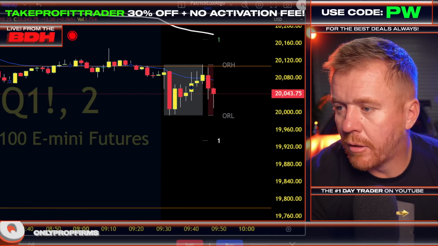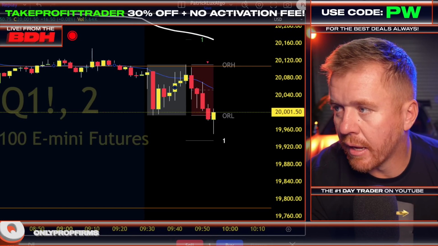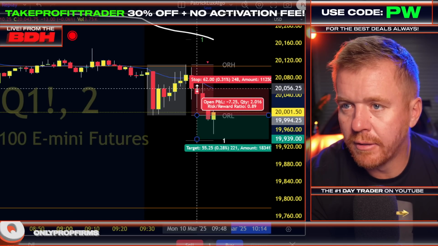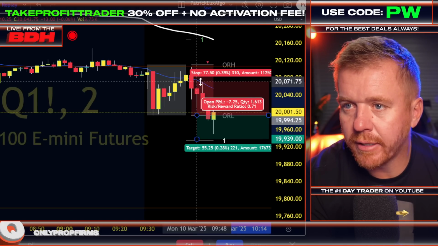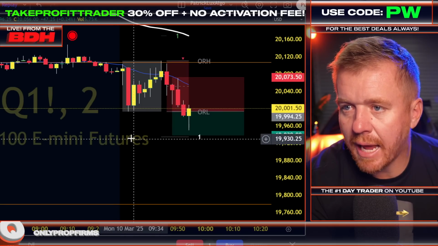So there we go. Well, we haven't broke the range yet. We just broke it to the downside. So we would get short right here. Stop is at the middle of that range. I feel like you'd almost have to put it above the high of that candle right there just to play it safe.